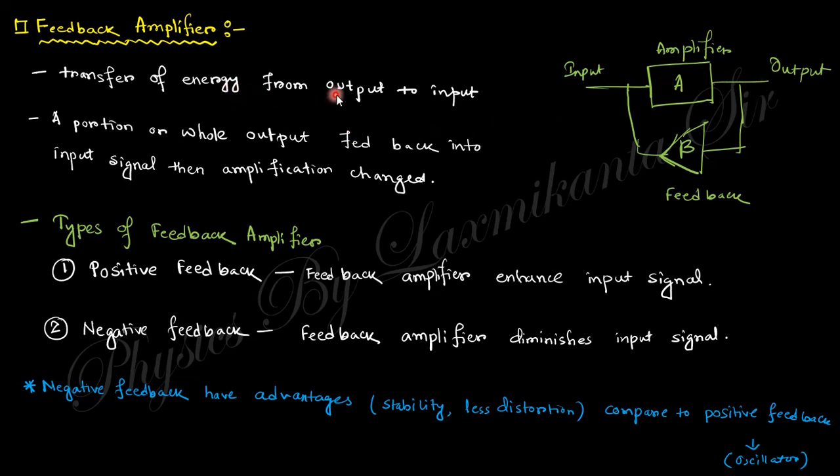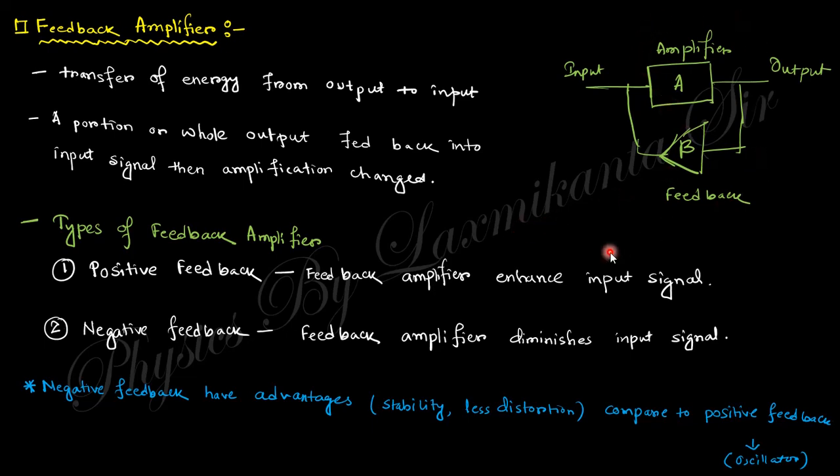Here is the transfer of energy from output to input, such that a portion of the output or the whole output is fed back into the input signal, and then the amplification changes. Whether the output is fed back as a whole or only a partial part doesn't matter, but the output fed back into the input is known as the feedback amplifier. So this part alone is the amplifier, and as a whole this is the feedback amplifier: this is the amplifier, this is the feedback element.